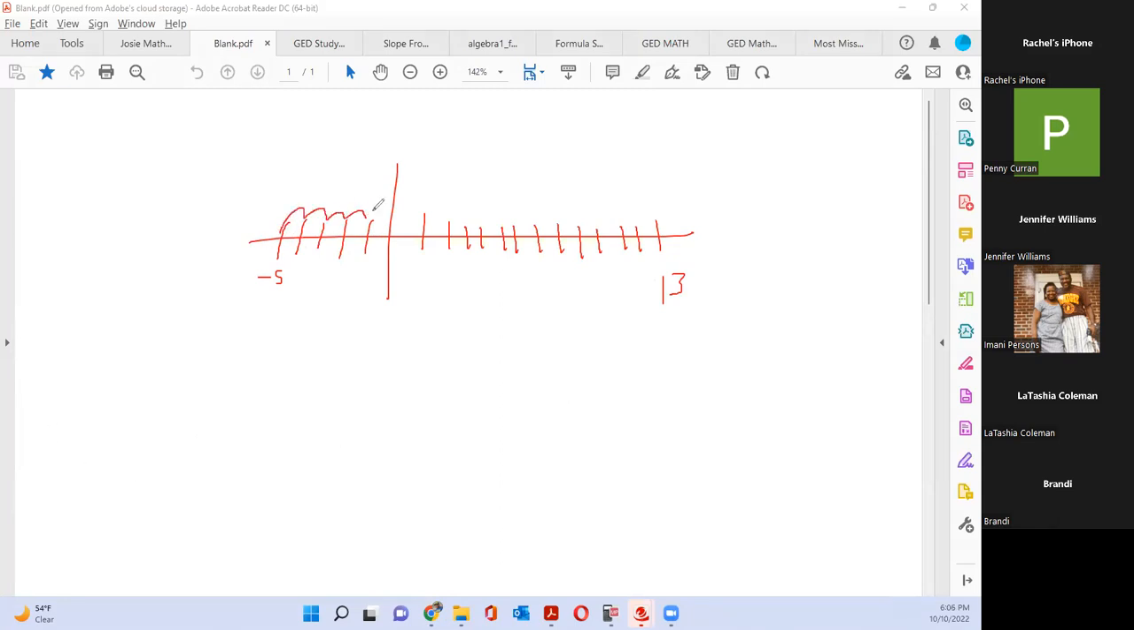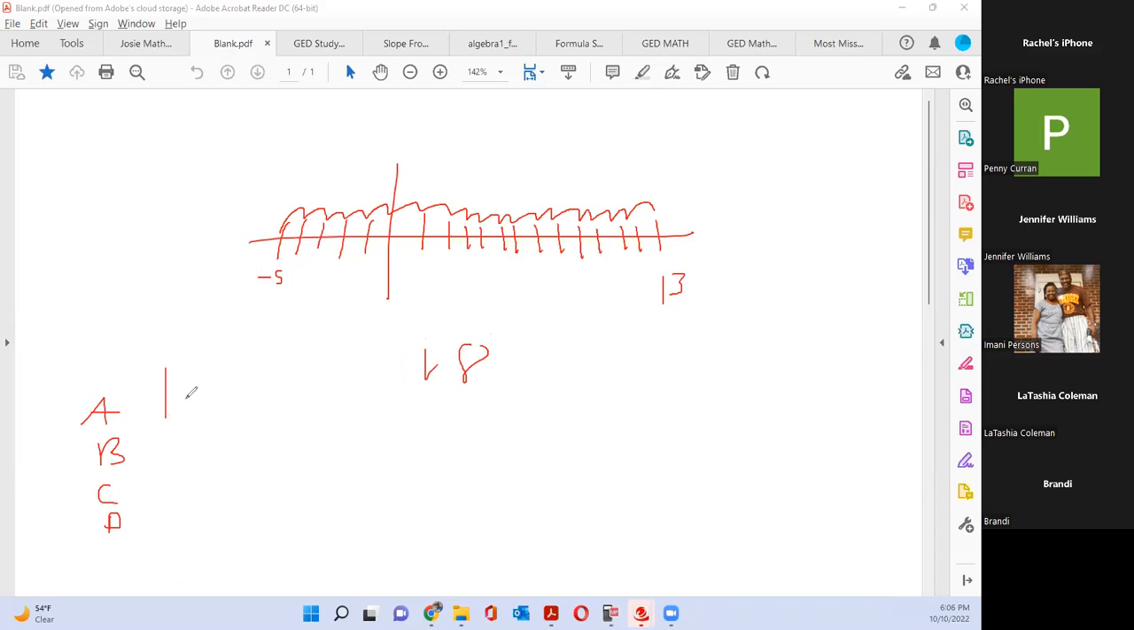1, 2, 3, 4, 5, 6, 7, 8, 9, 10, 11, 12, 13, 14, 15, 16, 17, 18. The distance between these two is 18. I did that, but I got it wrong. This is what they're going to do though. So you know the distance between those two points is 18, right? So then what happens is they give you absolute value for the answer.